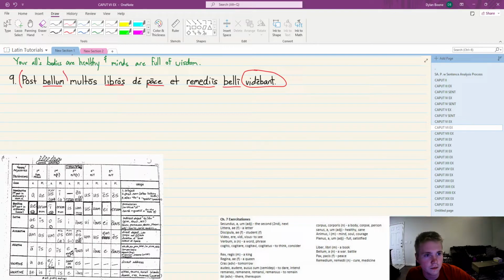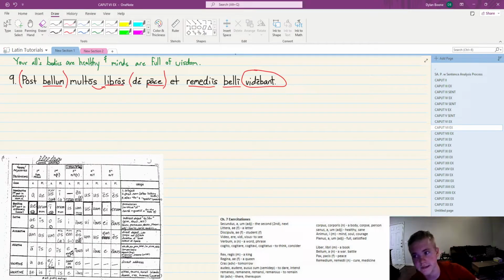Grab our prepositions, right? Prepositions are bounded by parentheses. We have two prepositional phrases here, right? And lastly, any obvious or out there noun-adjective agreement, right? That's the only one, multos with libros.